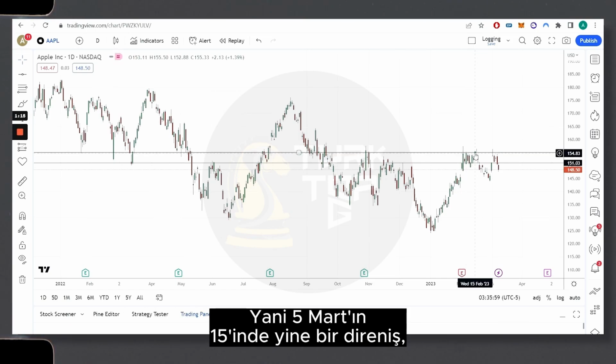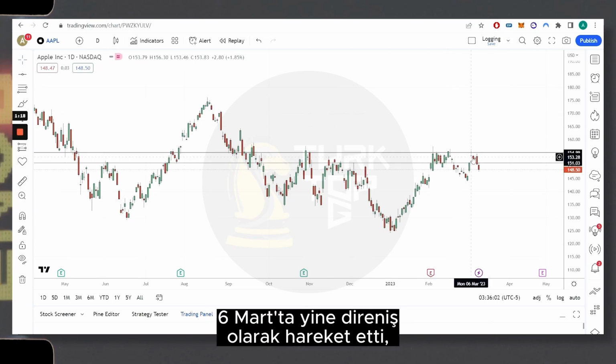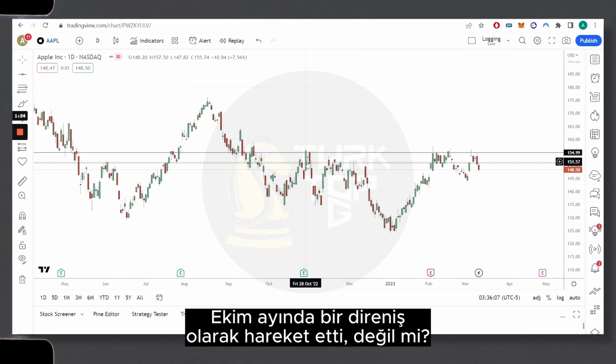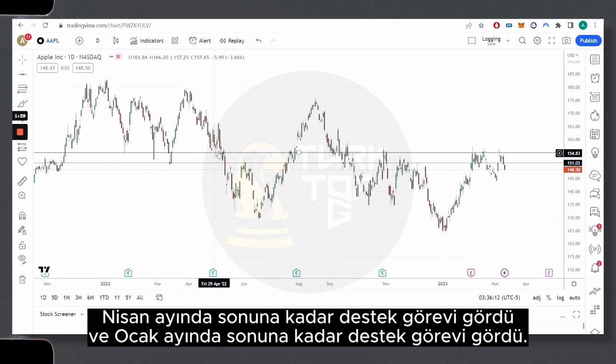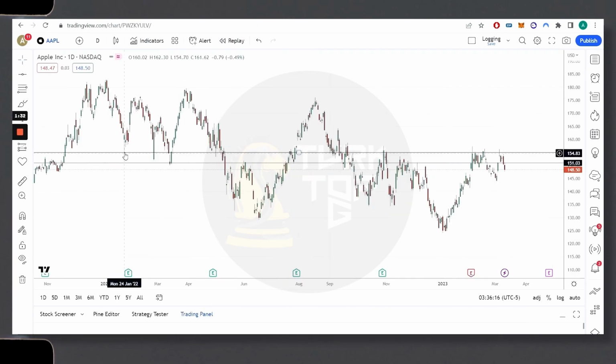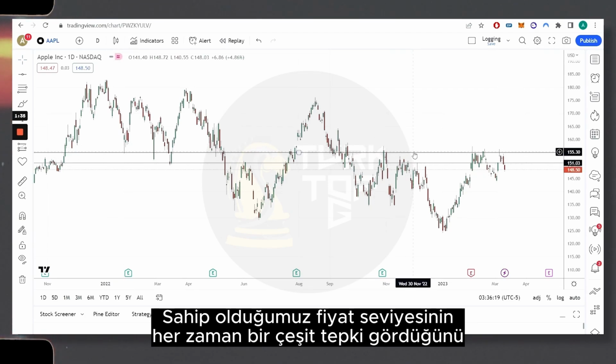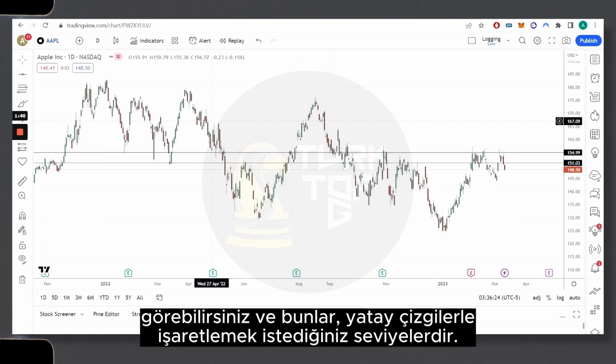Acted as a resistance again on the 15th of Feb. Acted as a resistance again on 6th of March. Acted as a resistance back in October, right? Acted as a support all the way in April and acted as support all the way in Jan. You can see that's a price level where price always sees some form of reaction. And those are the levels you want to mark out with horizontal lines.